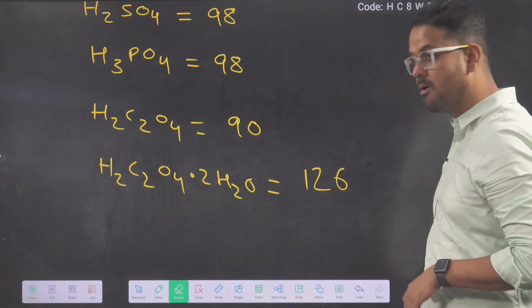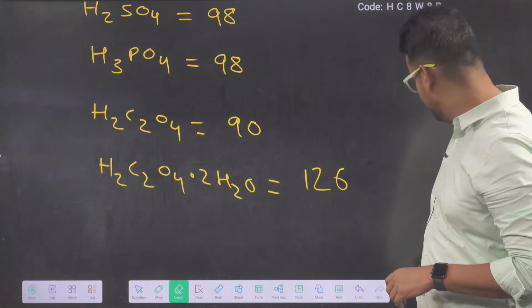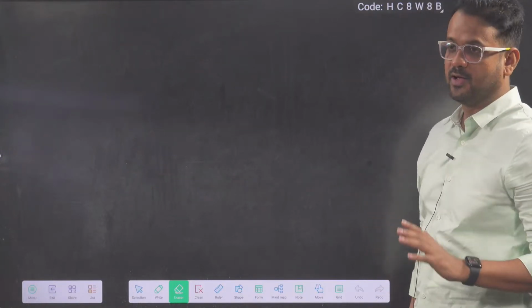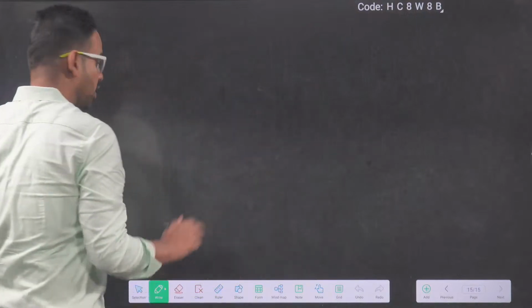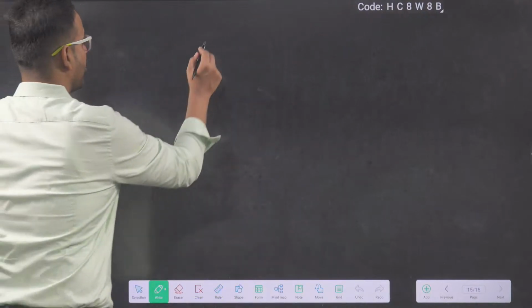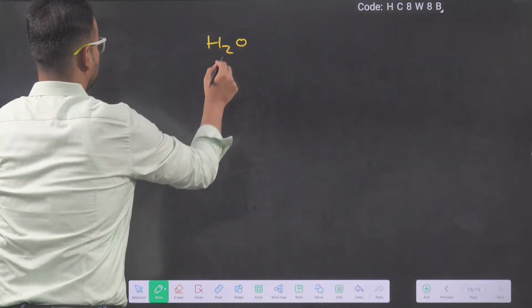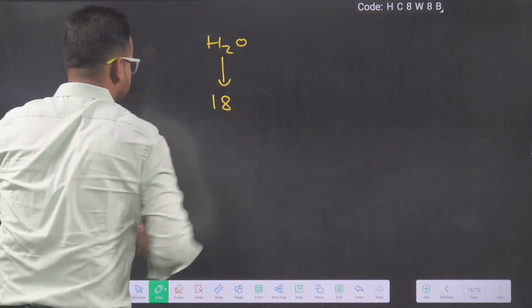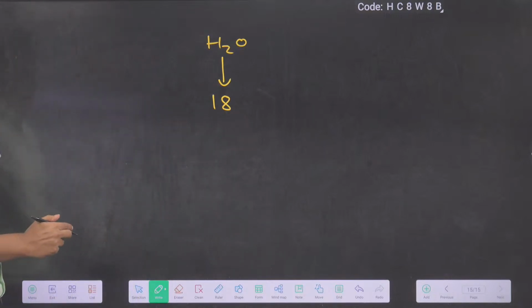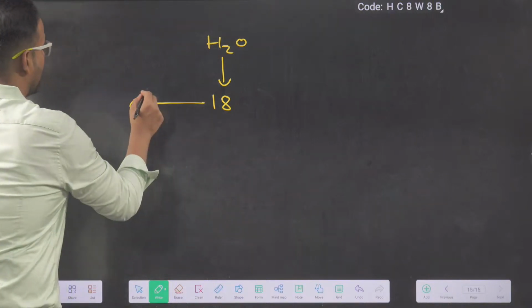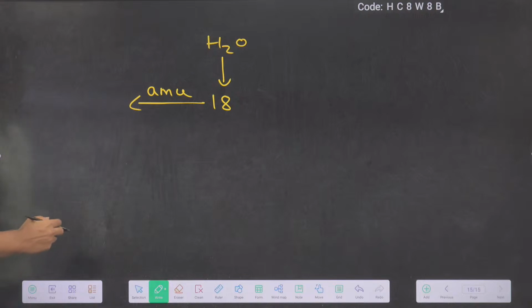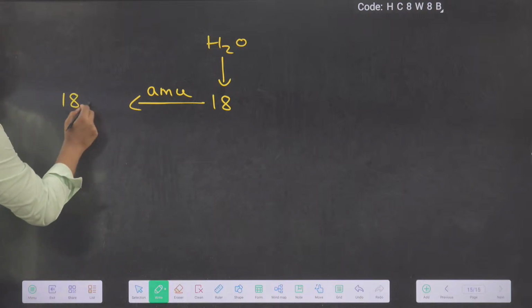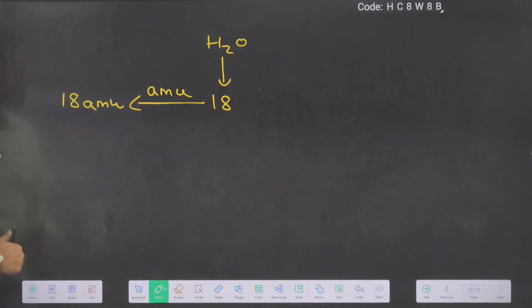And now, the same concept applies over here as well, whatever you studied previously. Suppose for a water molecule, pay attention, the RMM was 18. If after this I put AMU, I will be getting 18 AMU.